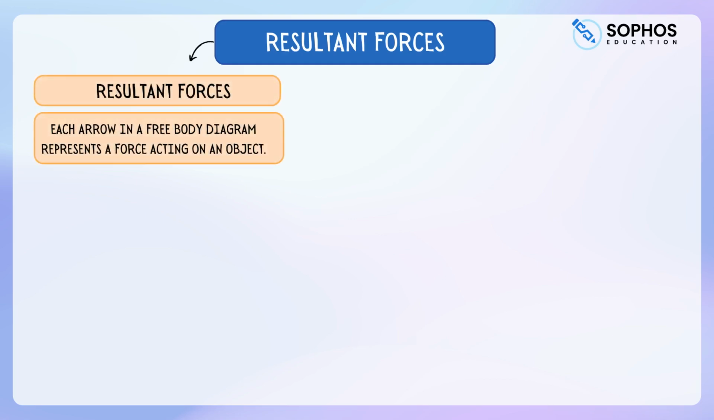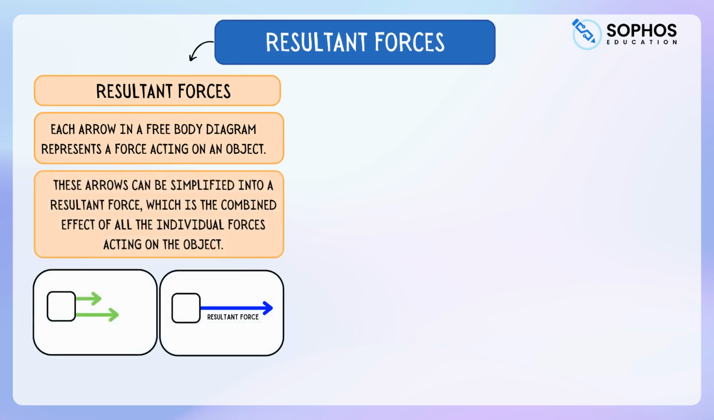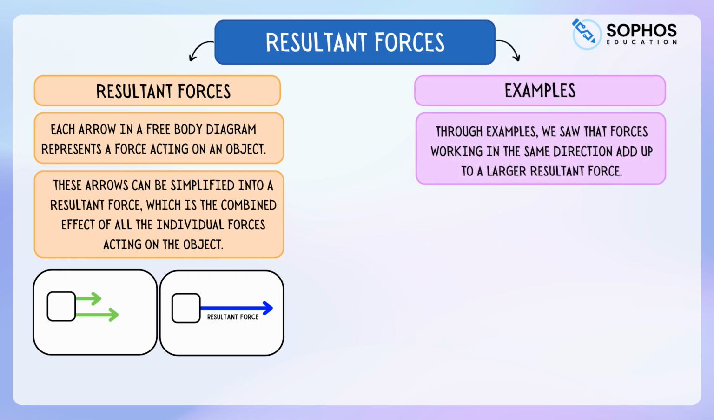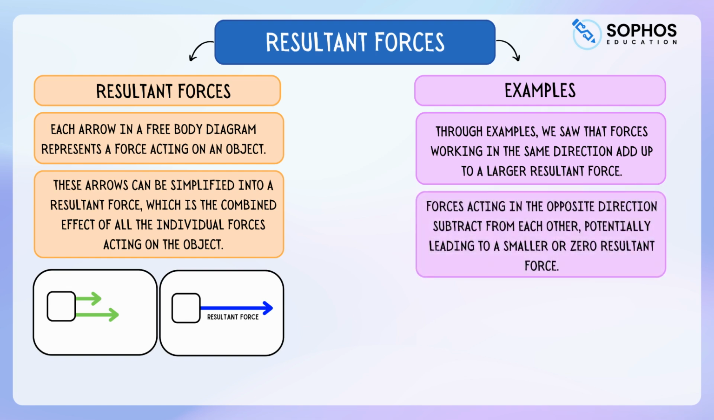In today's lesson, we delved into the concept of resultant forces. We began by understanding that each arrow in a diagram represents a force acting on an object, which can be simplified into a single resultant force. This resultant force is the combined effect of all the individual forces acting on the object. We learned that forces acting in the same direction add up, creating a larger resultant force, while forces acting in opposite directions subtract from each other, potentially leading to a smaller or zero resultant force.